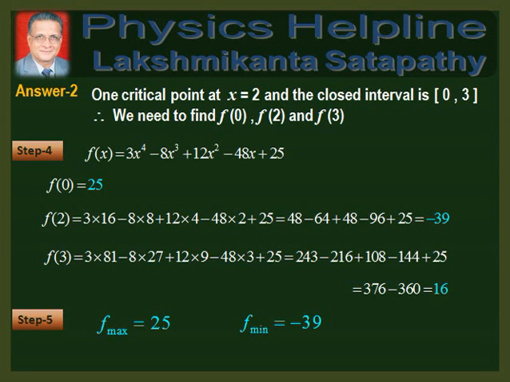Since the given interval [0, 3] is a closed interval, we need to find the values of the function at x = 0, x = 2 and x = 3. In the fourth step, we find the values: f(0) = 25, f(2) = -39 and f(3) = 16. In the fifth step, we find the absolute maximum value of f(x) is 25 and the absolute minimum value is -39, which is the answer to question 2.